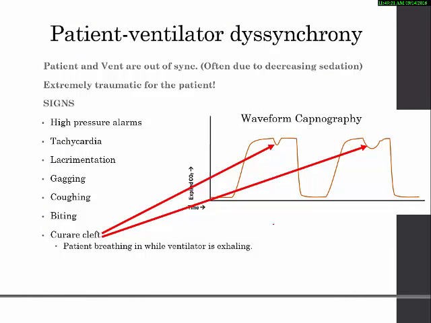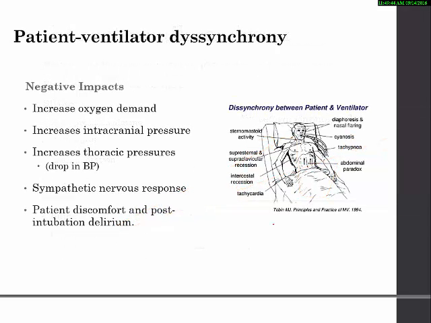Patient ventilator dysynchrony. This is the magic word, just meaning the patient is not working with the ventilator. Again, most of the time this is somebody who's not been properly sedated or whose sedation is wearing off. This is extremely traumatic for a patient. What you're going to see are a couple things in this situation. High pressure alarms are going to start dinging. You're going to start to see tachycardia, lacrimation, which is crying, gagging, coughing, biting on the tube, all those kind of things. All right, here's your panicked patient.